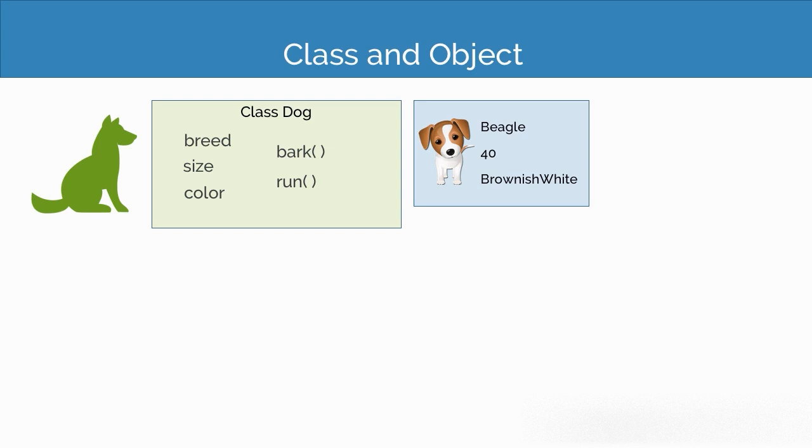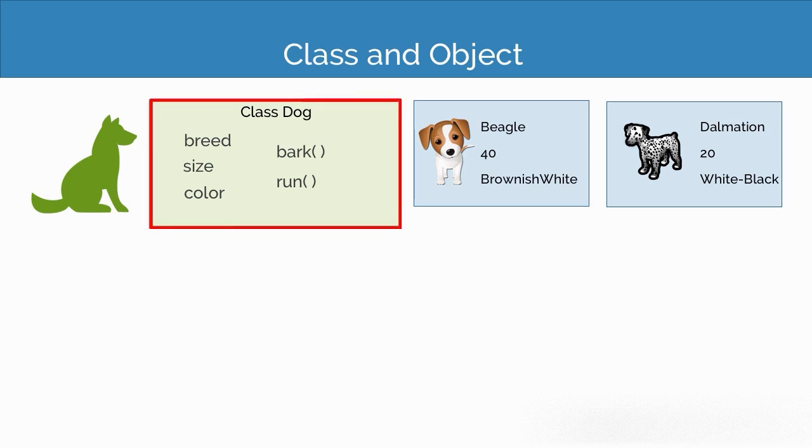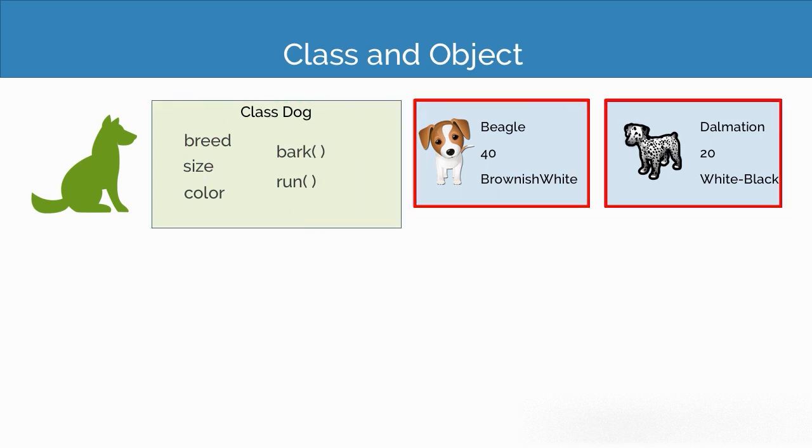Now let us take another example of a Dalmatian dog that has the size of 20 and color as white black. Right? Now here on the left hand side, I have a template of the dog defined. And by using this template, we have actually defined the properties of these two dogs present on the right hand side. So these two entities on the right hand side are actually known as objects in Java.